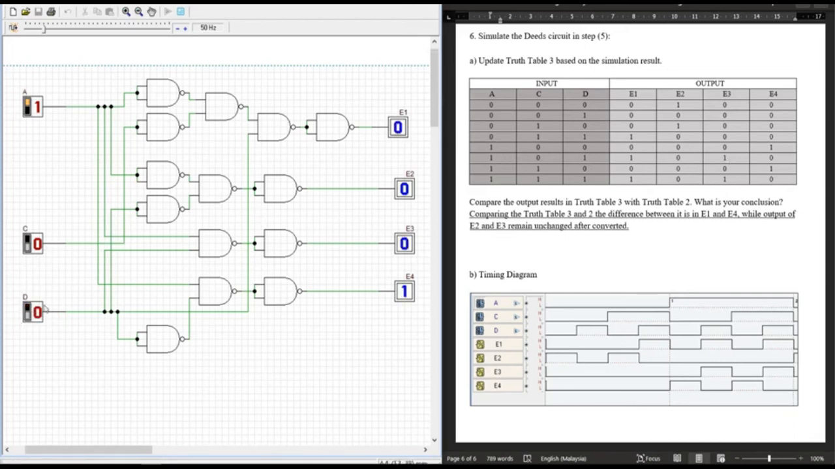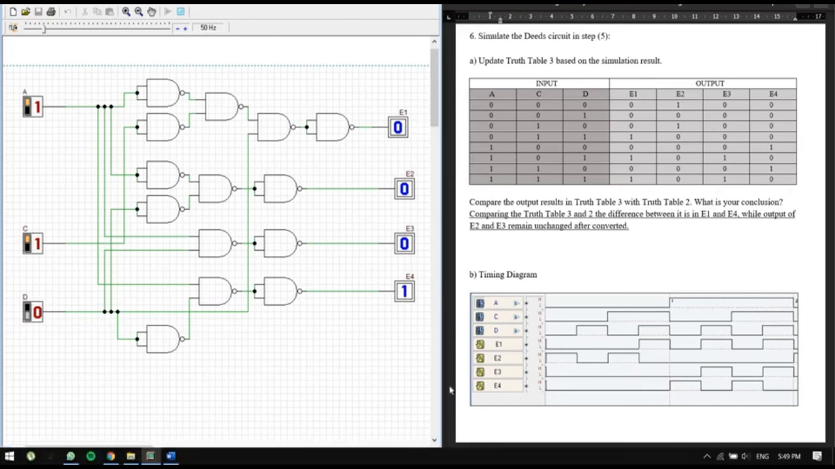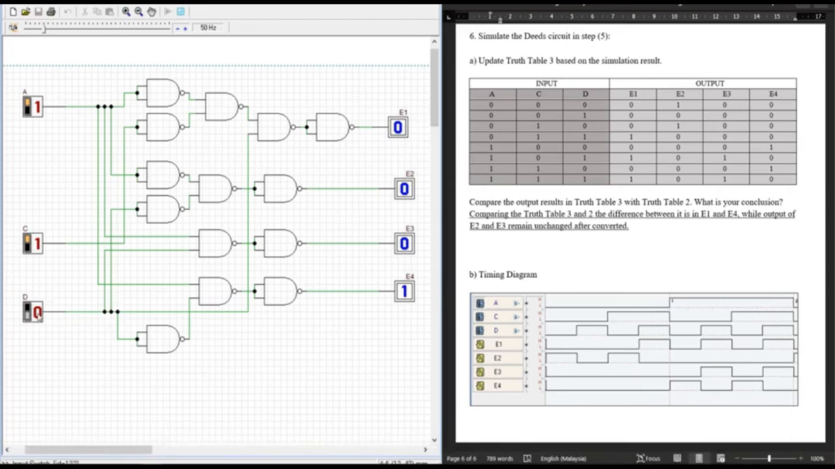Next input is D 0 and C is 1. So we produce E4 as 1 and E1 to E3 are 0. Next input, which is the last input, is A 1, C 1 and D is 1. We produce the same output as A 1, C 0, D 1, which is E1 is 1, E3 is 1.